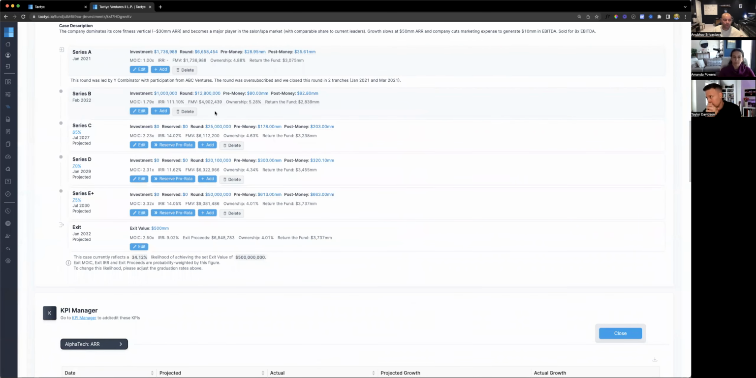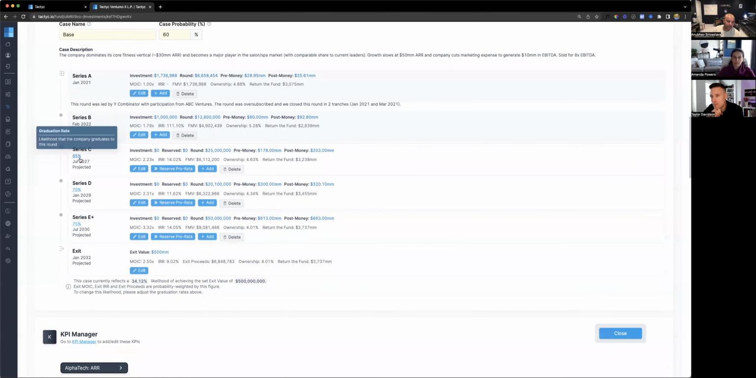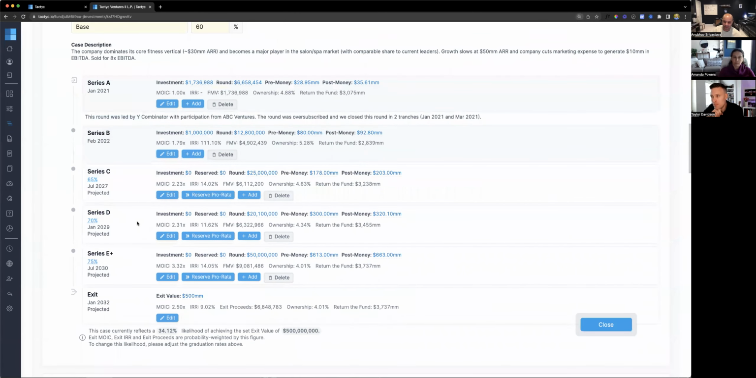So D-level forecast is basically you build out future rounds. You can also put probabilities, and Tactyc does this automatically, but you can put probabilities of graduation rates at these individual rounds as well. So again, we will default this for you based on those sector graduation rates. If you start to have higher conviction on a company actually going on to the next round, you're obviously welcome to change these graduation rates.